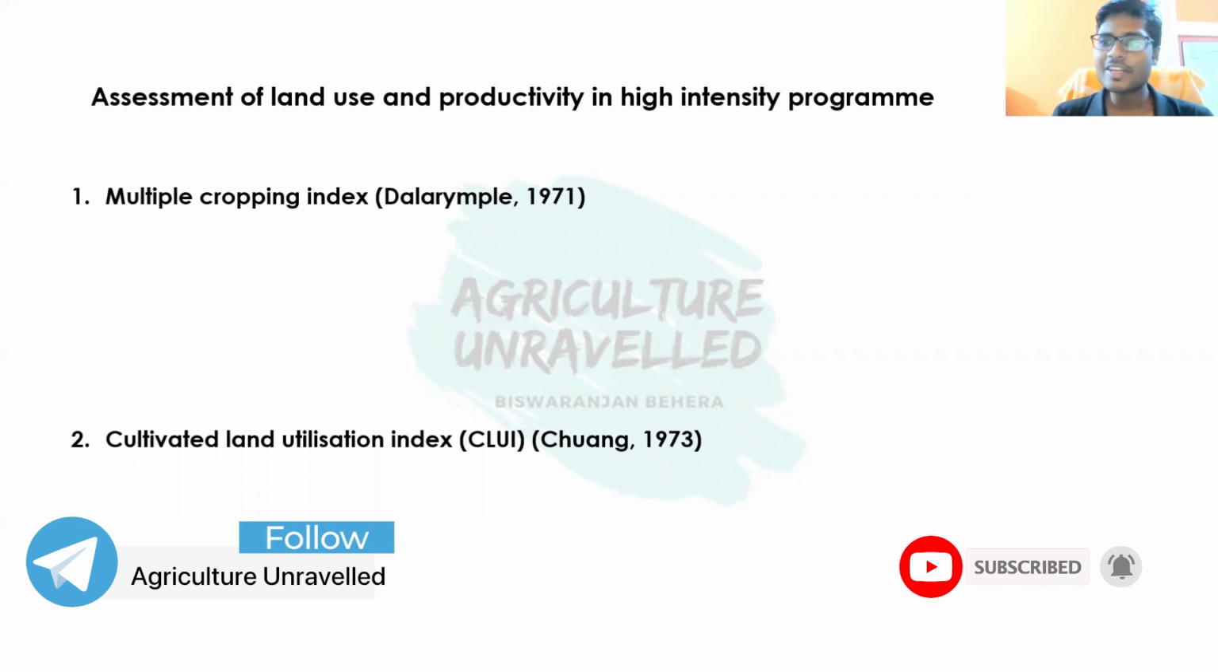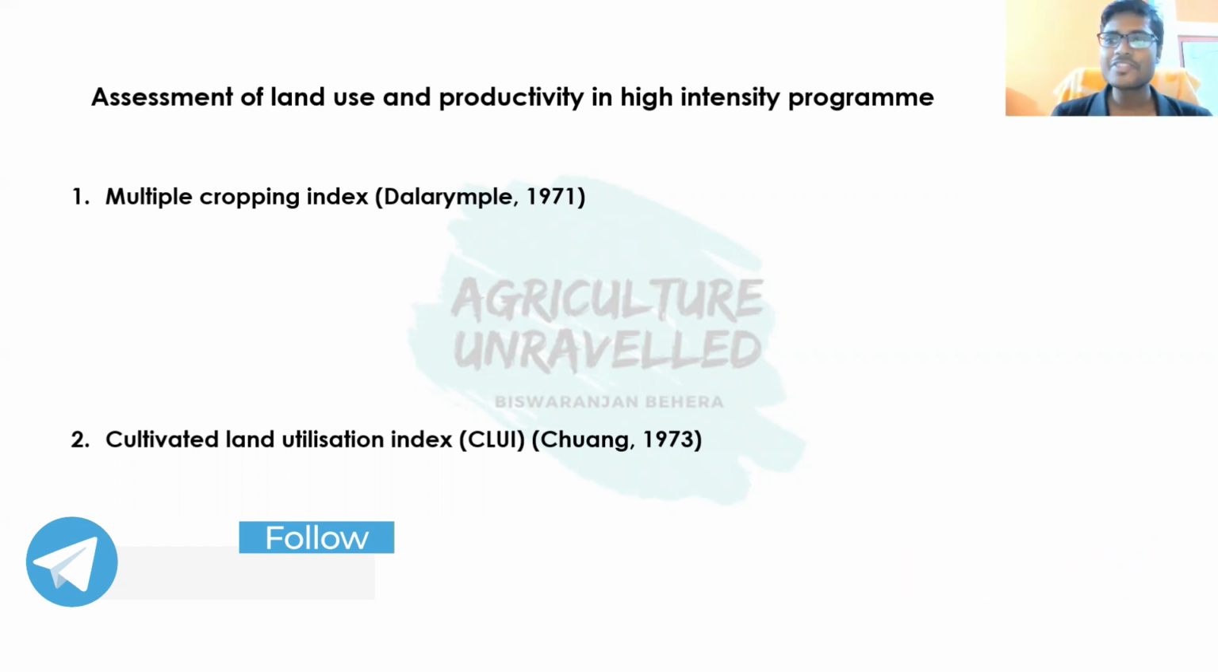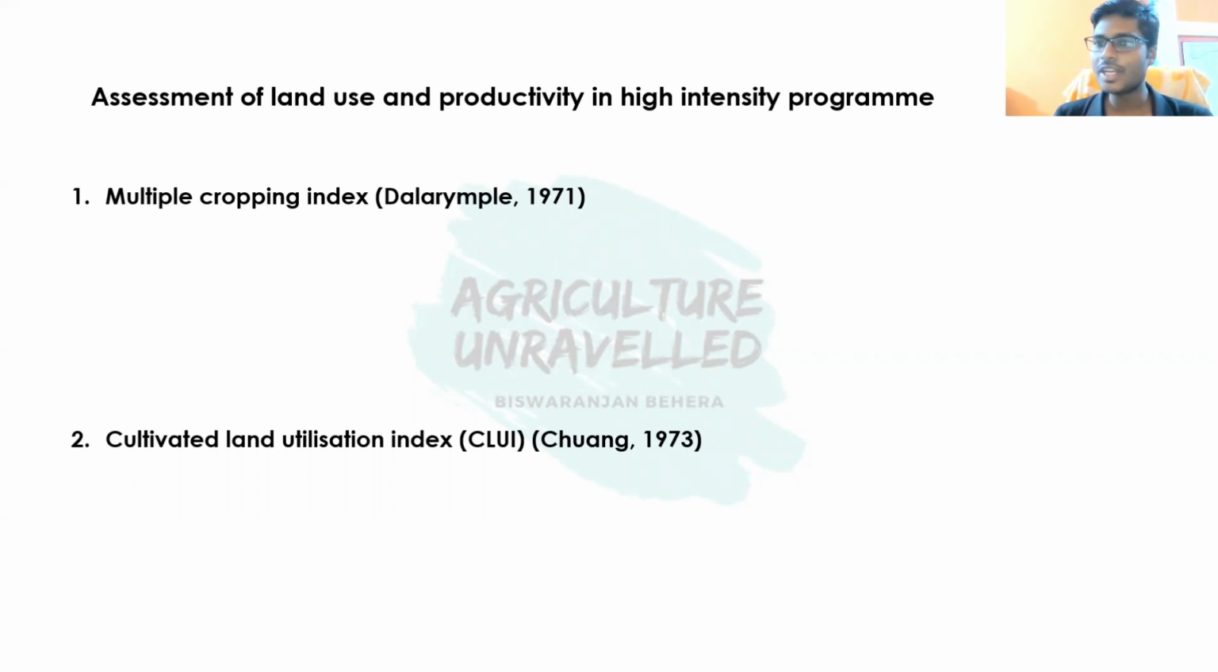I got several requests to cover the cropping system chapter. So from today we'll start the cropping system chapter and we'll cover this chapter in 3 parts. Here is the first part, in which I am going to cover the different indicators for assessment of land use and productivity in high intensity cropping system program.